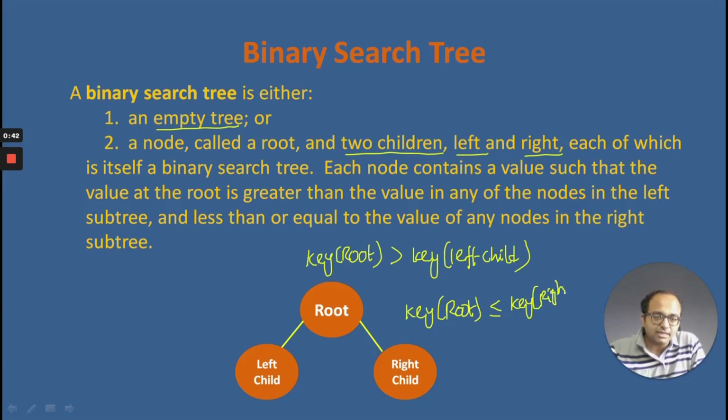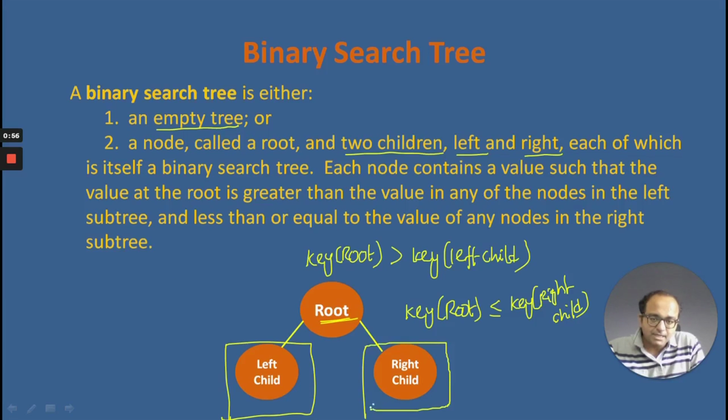and the key value located at the root node should be less than or equal to the key value located at the right child. And the other form of the tree is that it can have a root node like this, and this itself can be a left subtree. So this can be a left subtree and this can be a right subtree, which in turn satisfy the properties of the binary search tree. Okay.